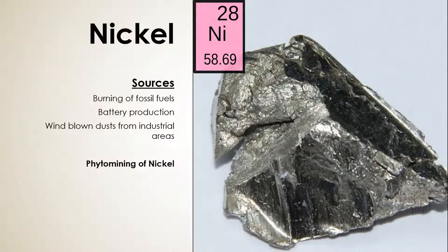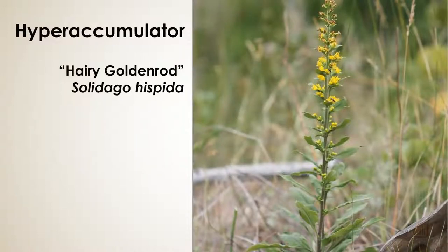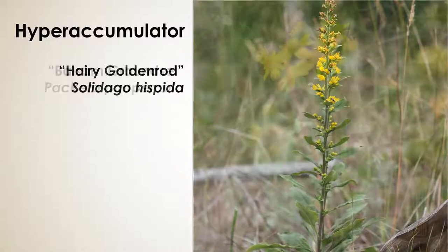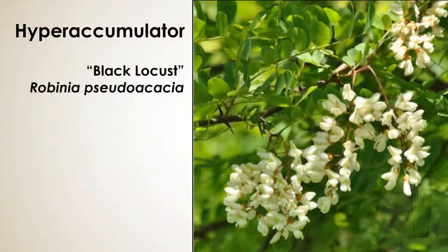Nickel, sources of nickel in our environment include burning of fossil fuels, battery production, windblown dust from industrial areas. And this is one area where they've had a lot of success with nickel, although through non-native species, especially with the brassicas. But hairy goldenrod, one of our native species, has been shown to be a hyperaccumulator of nickel. As is Packera paupercula, one of the groundsels. Black locust, Robinia pseudoacacia.